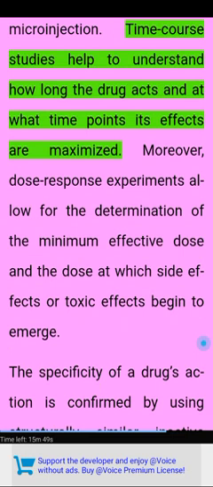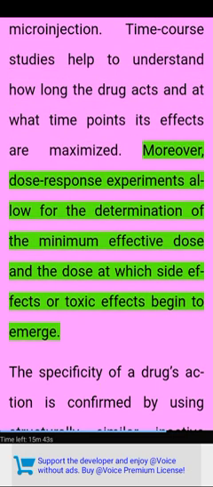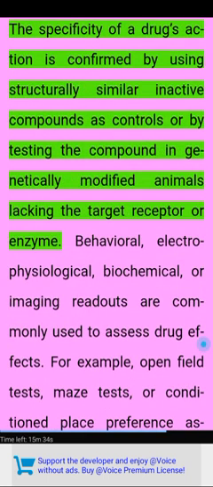Time course studies help to understand how long the drug acts and at what time points its effects are maximized. Moreover, dose-response experiments allow for the determination of the minimum effective dose and the dose at which side effects or toxic effects begin to emerge. The specificity of a drug's action is confirmed by using structurally similar but inactive compounds as controls or by testing the compound in genetically modified animals lacking the target receptor or enzyme.